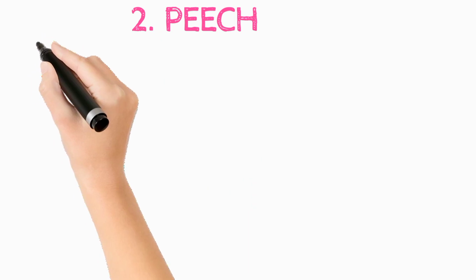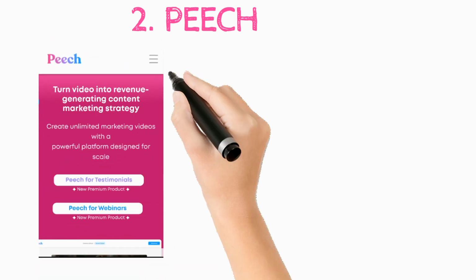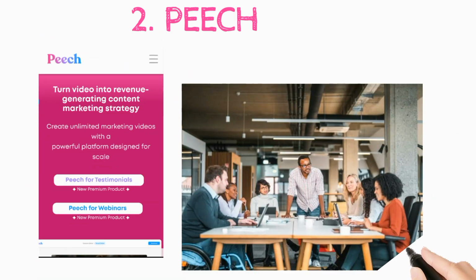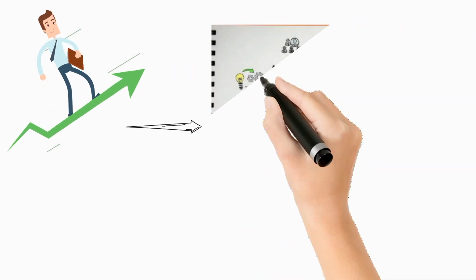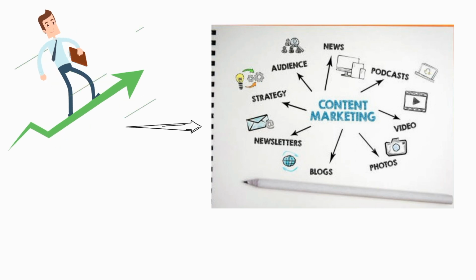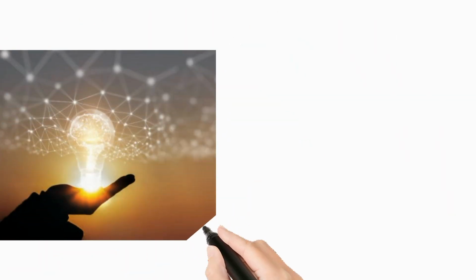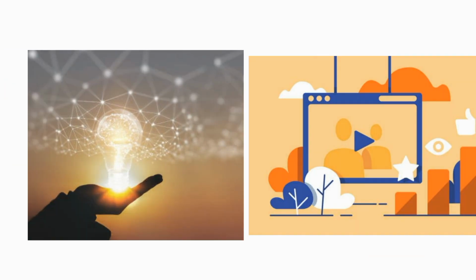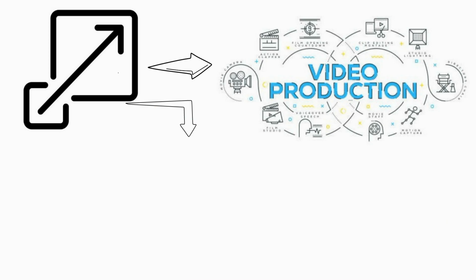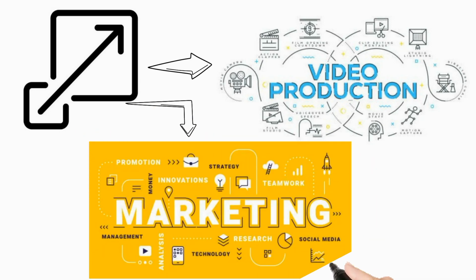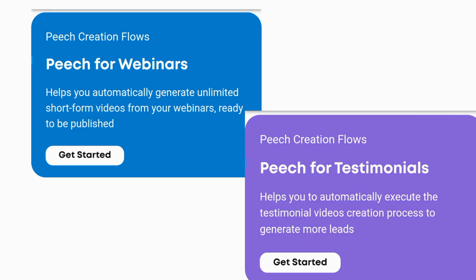Number 2 is Peech. It's the first generative AI video platform for marketing teams to maximize content marketing efforts. It enables the teams to produce an infinite number of interesting and high quality videos, allowing you to scale your video production process in line with your overall marketing strategy. You can create videos for webinars, testimonials, podcasts, and studios.